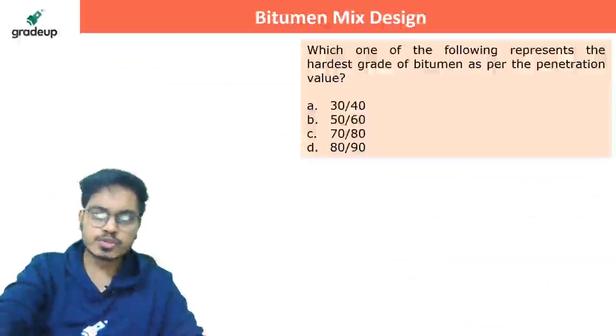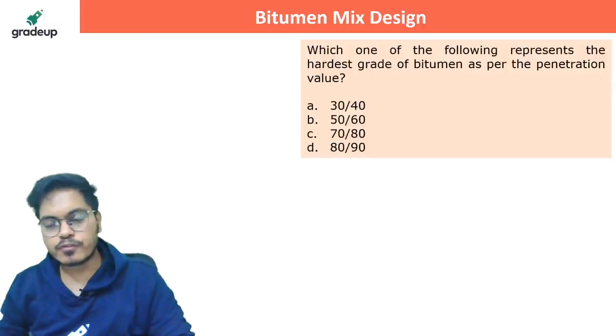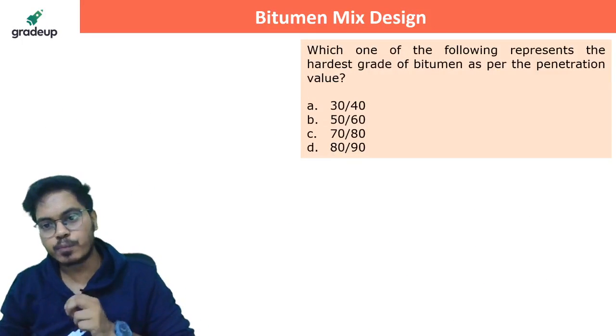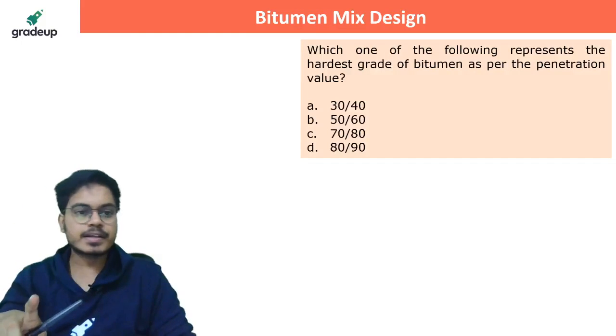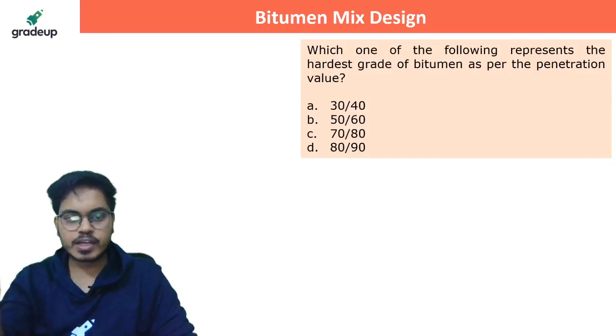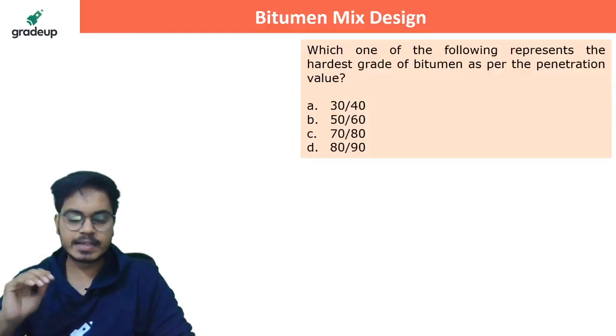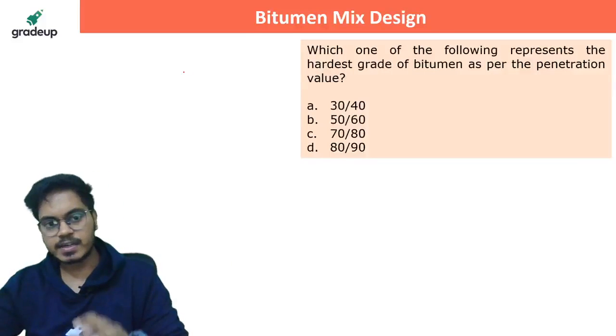Okay. The next question is: which one of the following represents the hardest grade of bitumen as per the penetration value? So guys, these are the penetration values: 30 by 40, 50 by 60, 70 by 80, 80 by 90. Basically, they are the ranges, right?